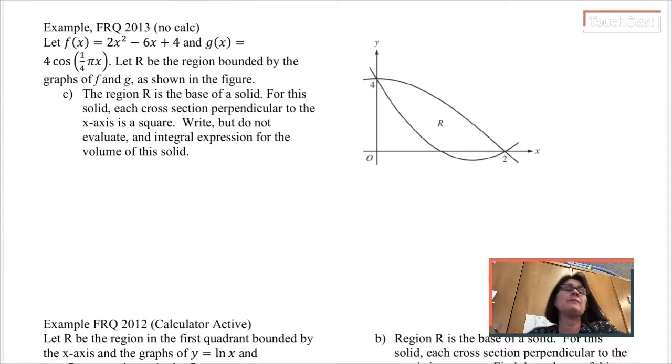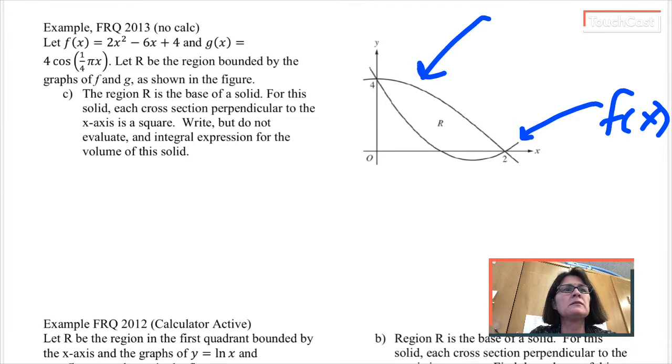All right, so I got another one here. I have a region R, and I know you guys have seen this one before. That bottom curve is the parabola. So this is f of x. The top curve is g of x.